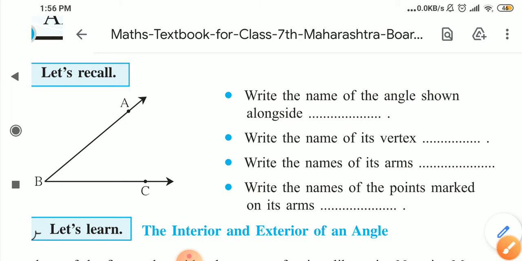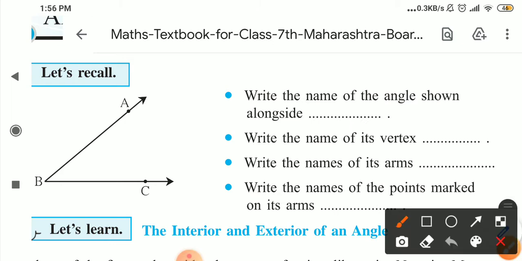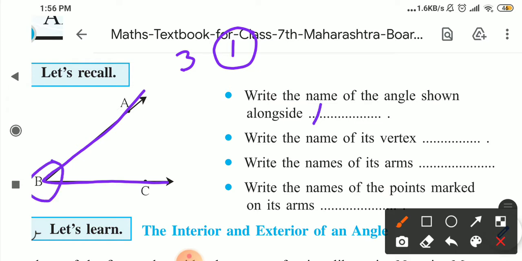So here is the angle. We know that we can read it in three ways, with three letters, and also we can read it with one letter. If we want to read it with one letter, how do we read this? This is angle B. The vertex is what we take as the name of the angle. B is the vertex of the angle.